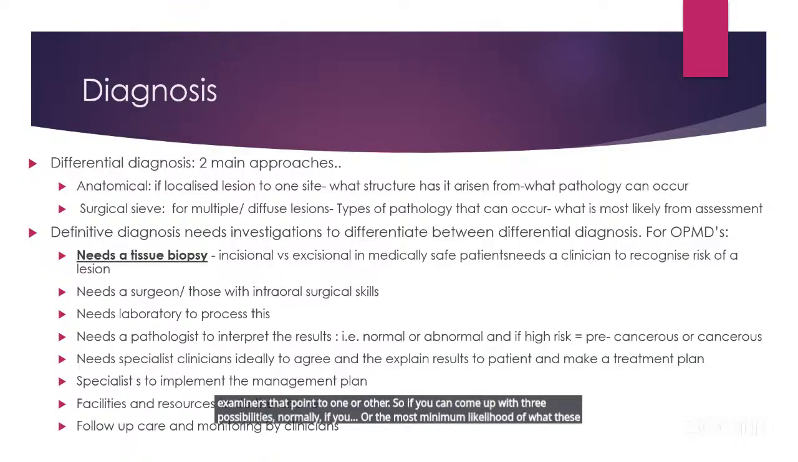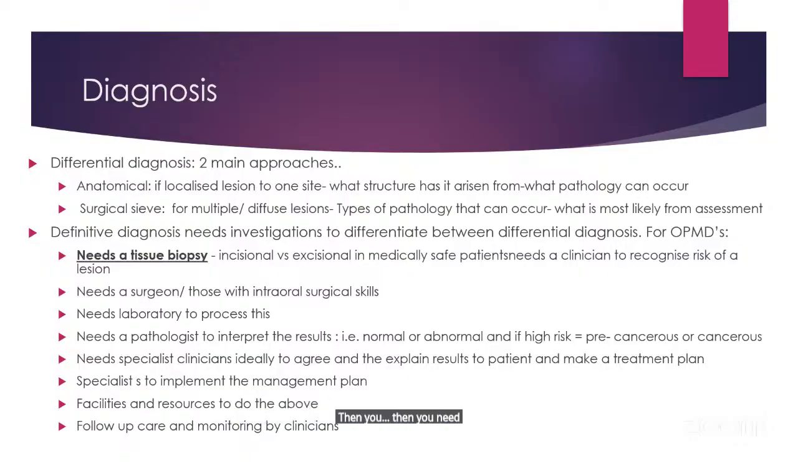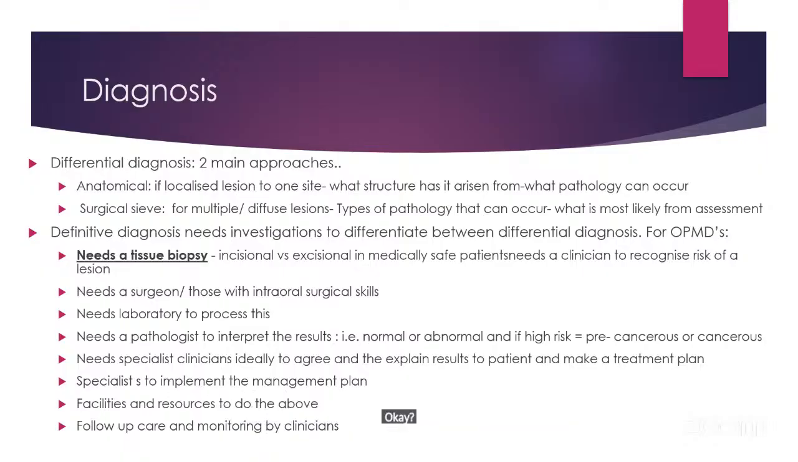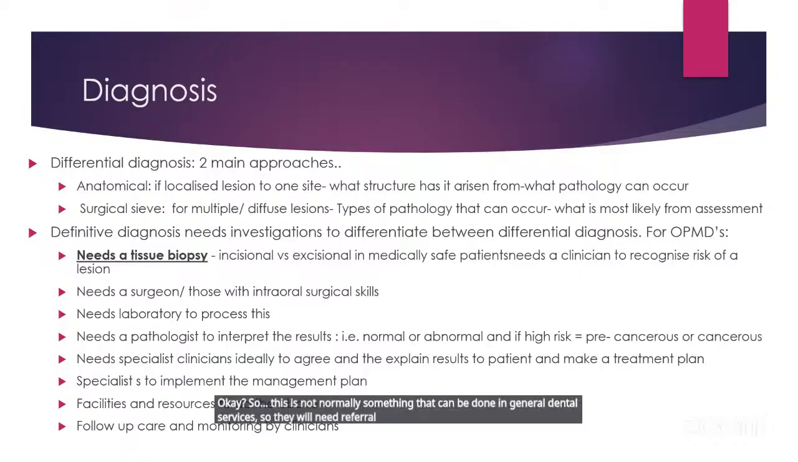So if you can come up with 3 possibilities normally, or the minimum likelihood of what these could be, then you need to think about what investigations you can do to then come up with your definitive diagnosis. Okay, so for oral potentially malignant disorders and lesions, unfortunately, the only way to get that definitive diagnosis, and the gold standard at present, is to have a tissue biopsy. Okay, so this is not normally something that can be done in general dental services, so they will need referral to specialist service to do this.